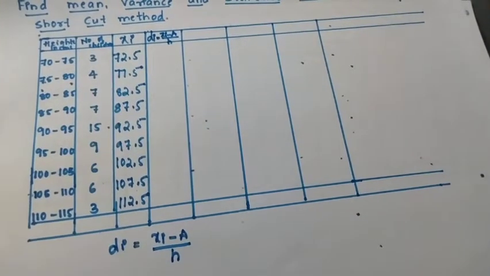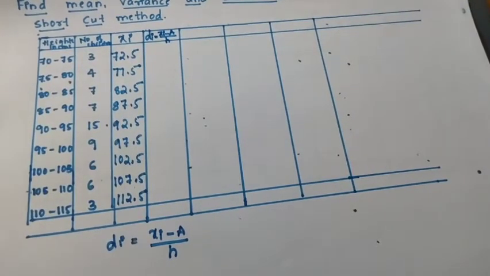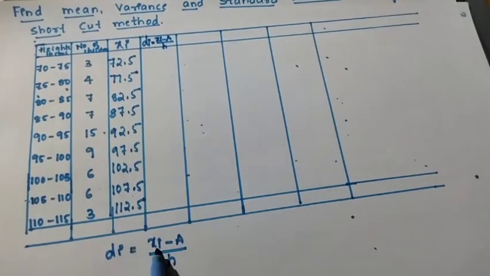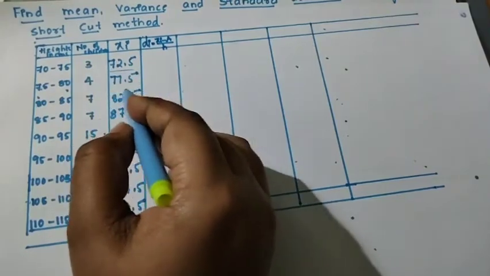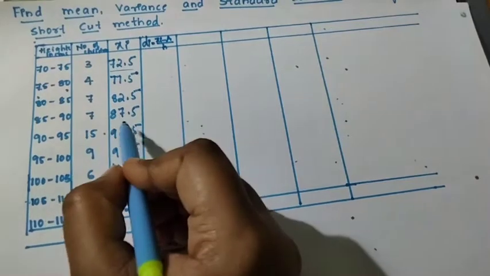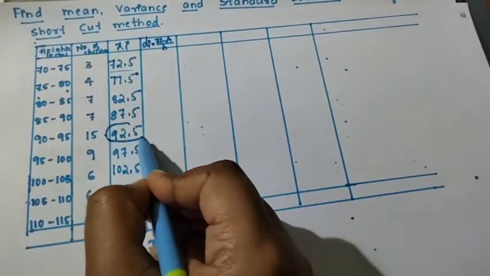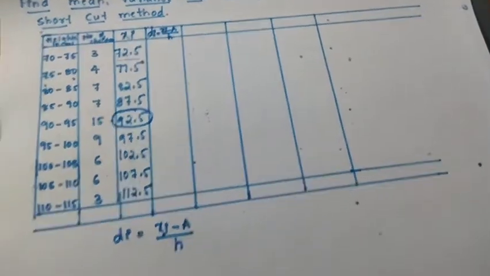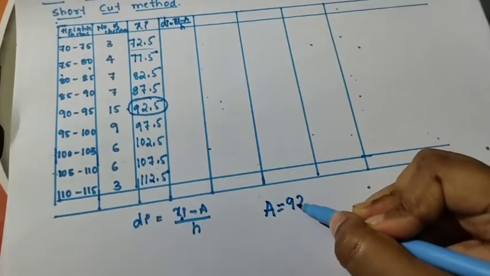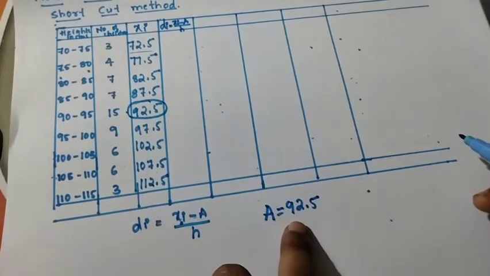You have to take one middle value from these. If there are two middle values, you can take either of the two. Otherwise, you have to take the middle most xi value. So I take here 4 values are there, here 4 values are there. So I get the middle value as 92.5. So assumed mean is equal to 92.5. Okay, so A value I have taken as 92.5.